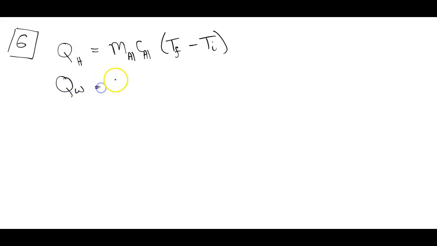So, since the aluminum pan is the hot surface, we will say that the energy associated with the hot surface is going to be the mass of the aluminum times the specific heat of aluminum times the final temperature minus the initial temperature of aluminum. And similarly for water, it would be the mass of the water, specific heat of water, final temperature for water minus initial temperature for water. I should have put the subscripts on the temperatures earlier.